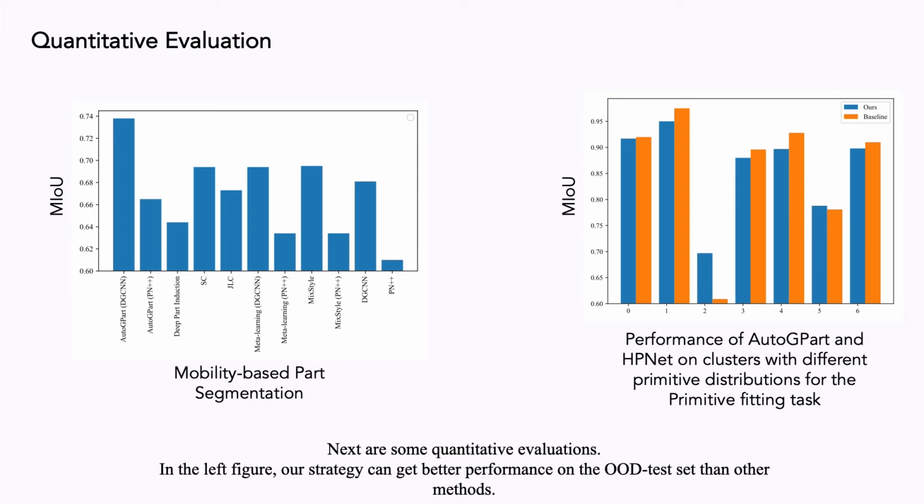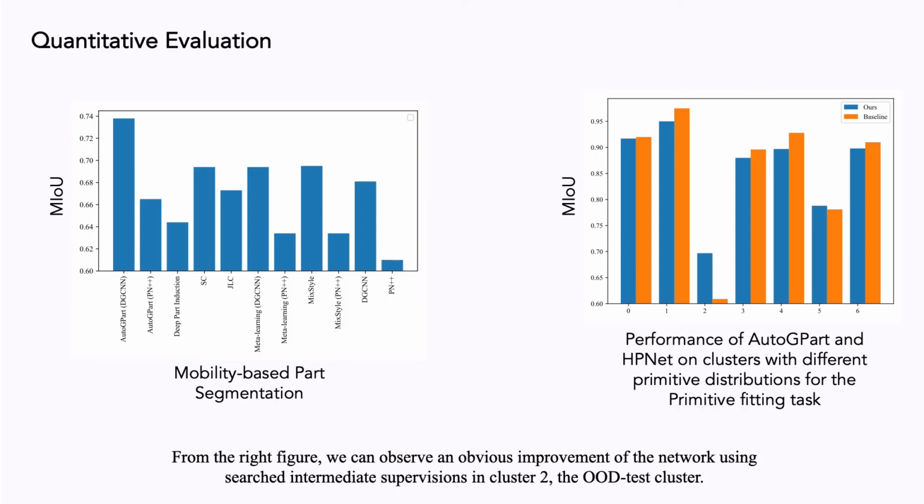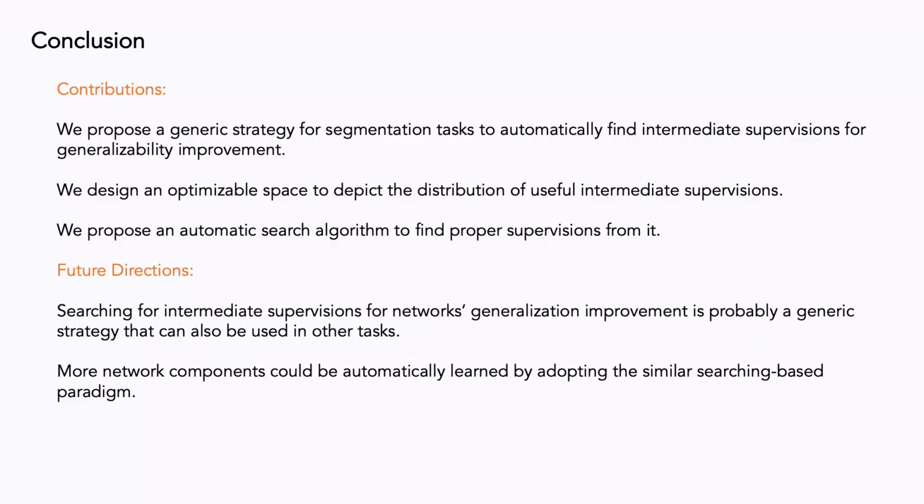Next are some quantitative evaluations. In the left figure, our strategy can get better performance on the OOD test set than other methods. From the right figure, we can observe an obvious improvement of the network using searched intermediate supervisions in Cluster 2, the OOD test cluster. To conclude, the main contribution of the method lies in those 3 aspects.